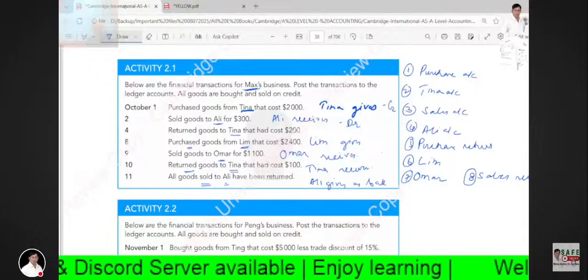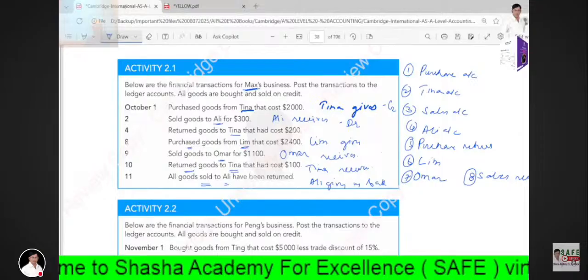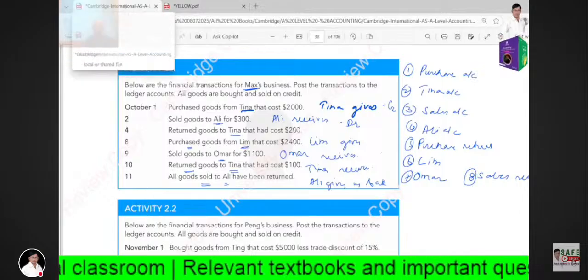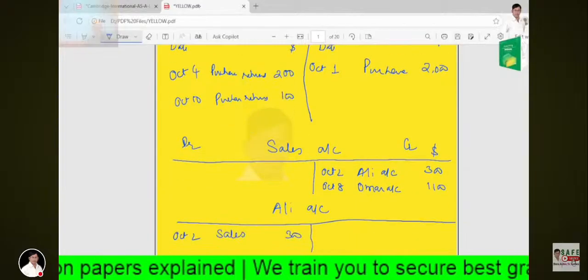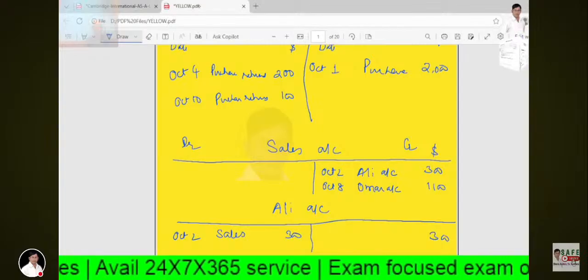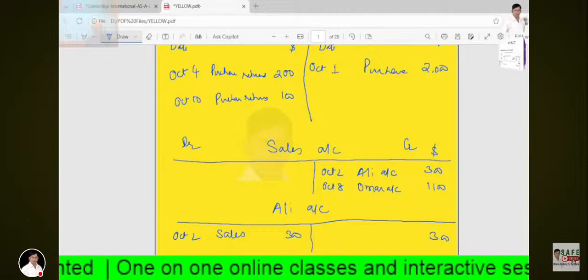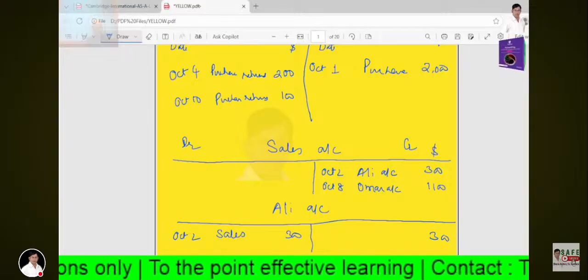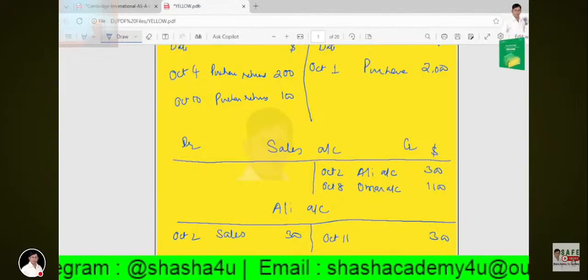So all goods sold to Ali have been returned. Whatever we have sold to Ali, sales returns and Ali. So we have to credit Ali because he is the giver. Credit the giver. He is the giver of the goods. So October 11th. Why are we crediting? Because of sales returns.